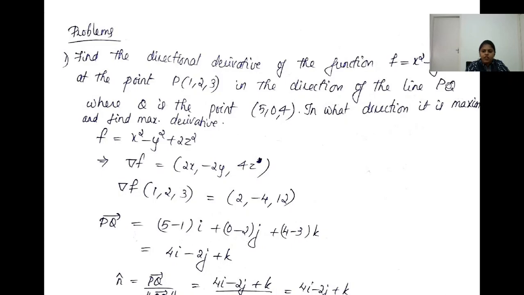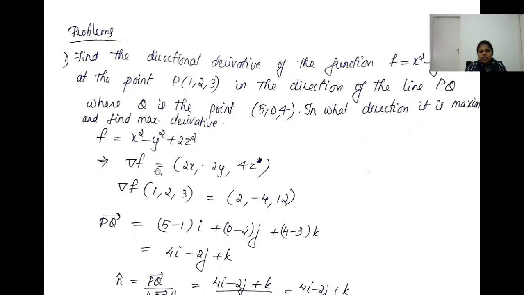So here we will first find the direction of the vector PQ. Now P is the point (1, 2, 3) and Q is the point (5, 0, 4). Then the vector PQ is the components of Q minus the components of P. So you will have (5 minus 1) i, then (0 minus 2) j, then (4 minus 3) k. So the vector PQ is 4i minus 2j plus k, and you are given f.